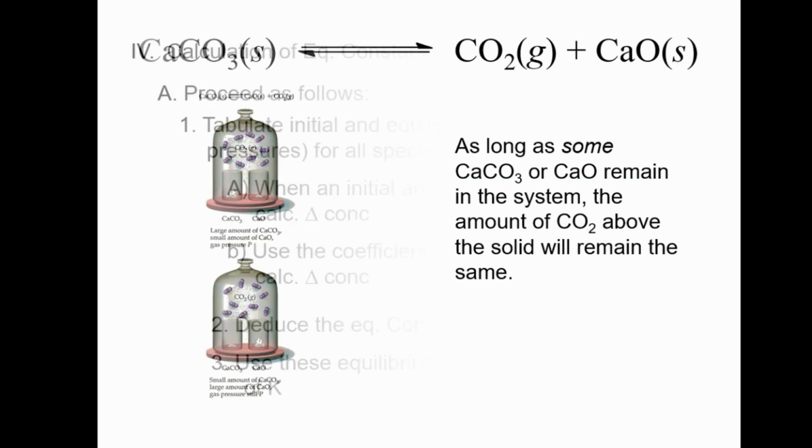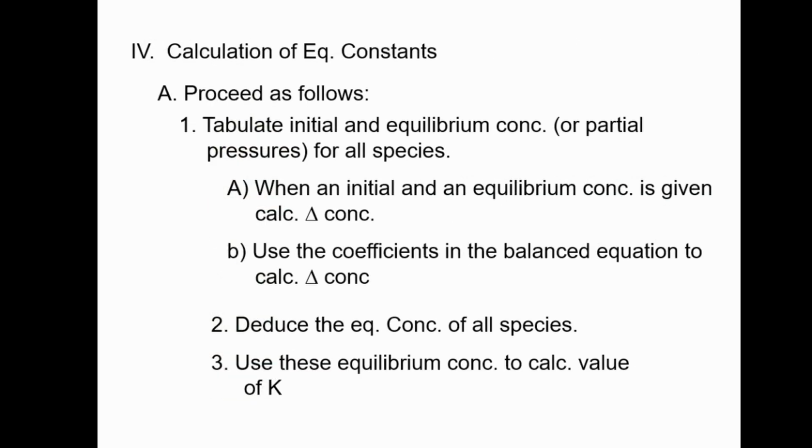So how do we calculate equilibrium constants? Well, for 2 days we've kind of seen a little bit. We might want to proceed as follows. Tabulate initial and equilibrium concentration, could be partial pressures, for all species. When an initial and equilibrium concentration is given, we calculate a change. And typically we kind of look at it. We could choose any species to be X, but it's typically nicer to make X be the chemical species that has a coefficient of 1.